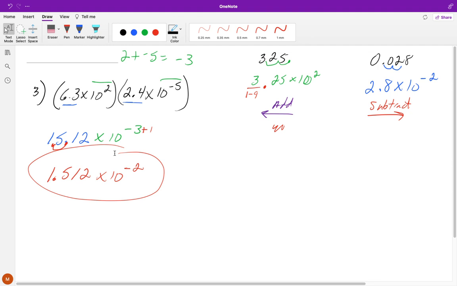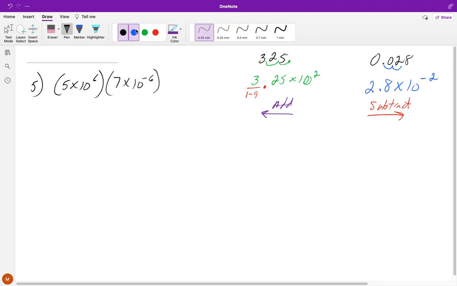So if you want me to explain that, just let me know, and I can explain that in more detail. All right, so same thing as before. We multiply our like parts with our like parts. So 5 times 7 is 35. And that gives me, now it becomes times 10. And then 6 plus negative 6 is equal to 0. So it's times 10 to the 0.